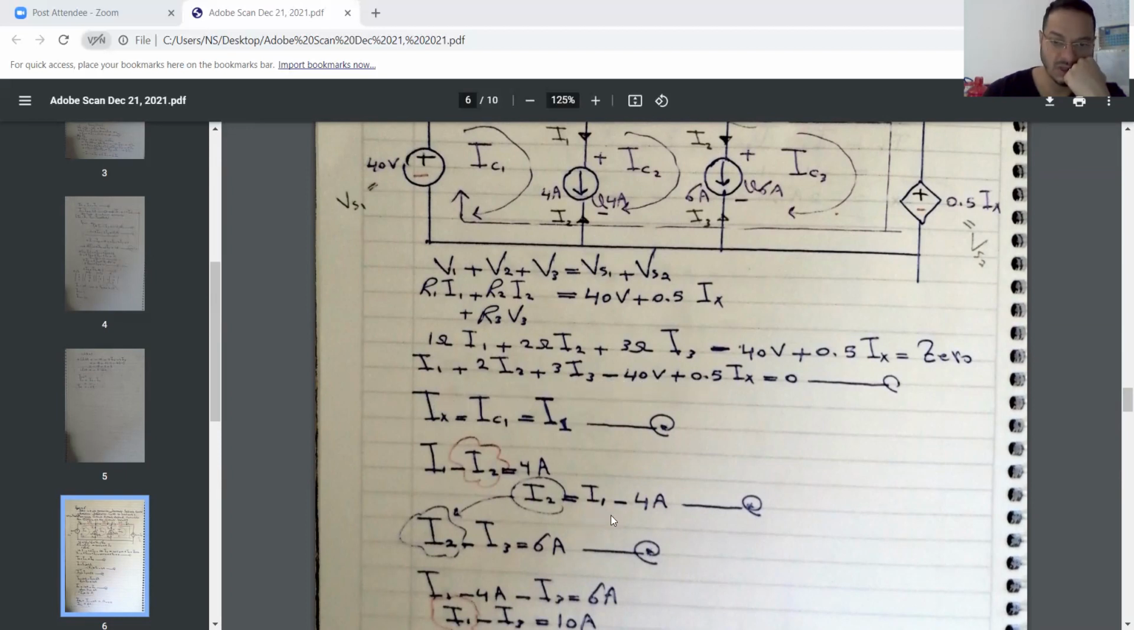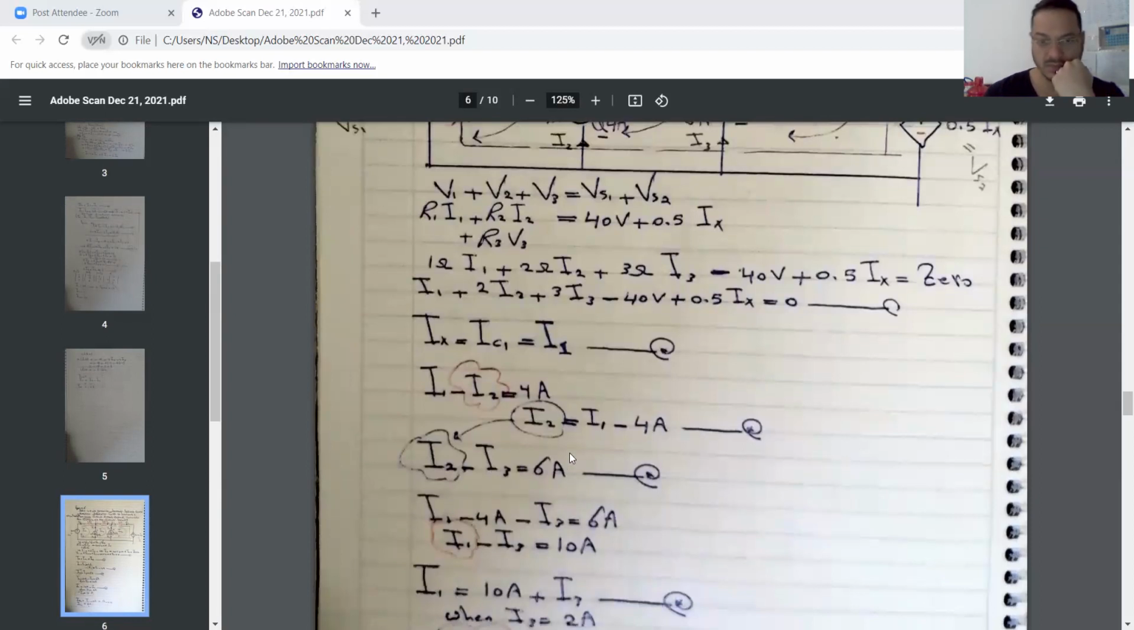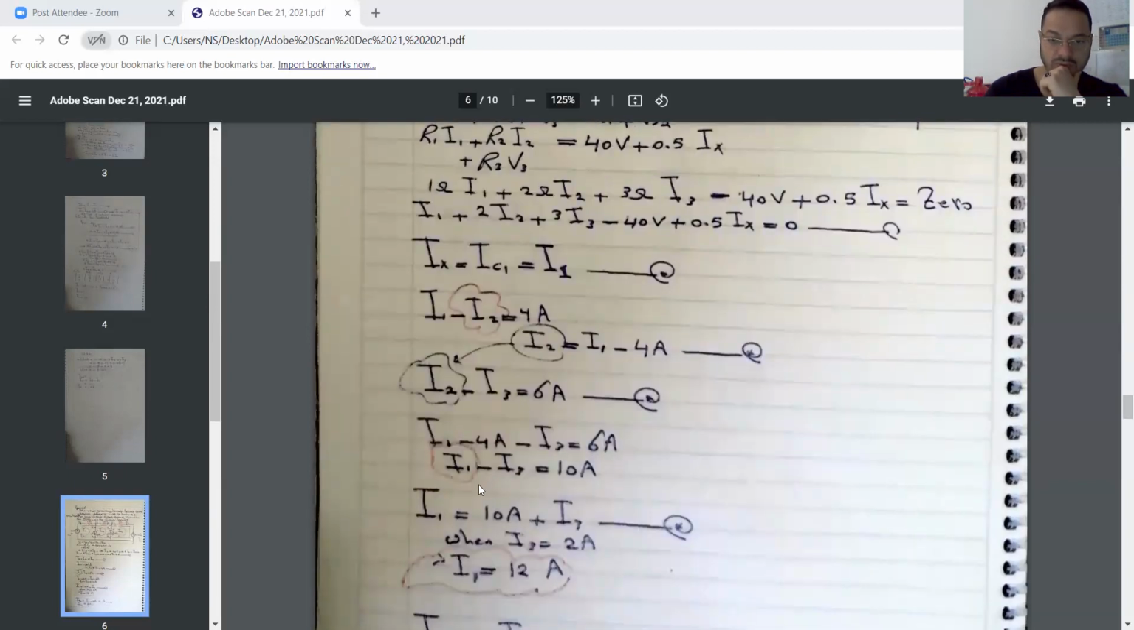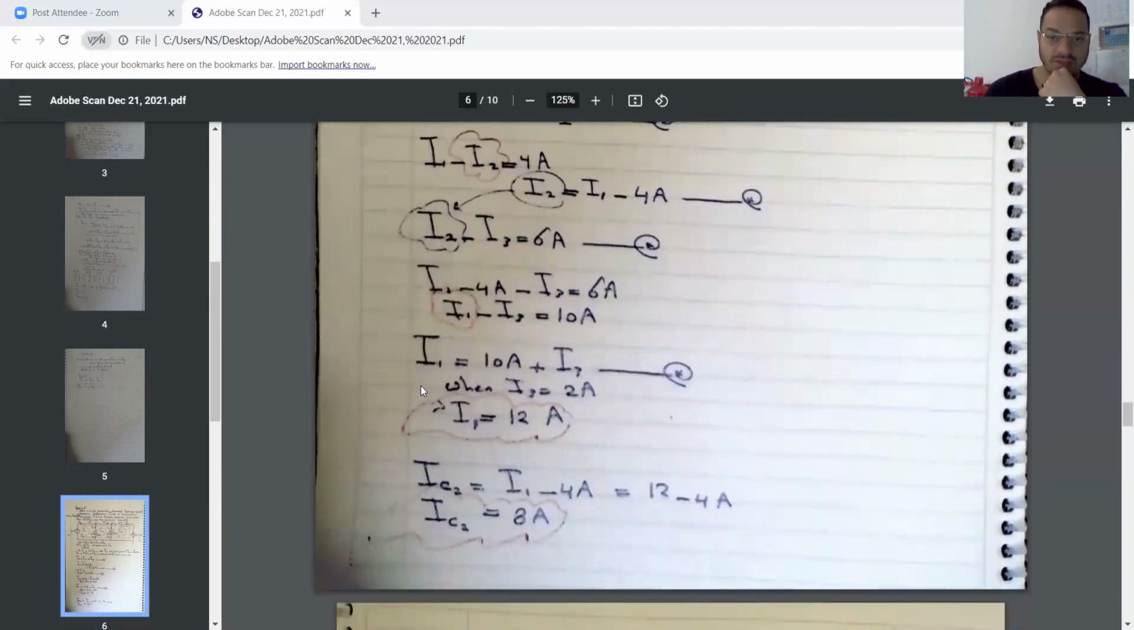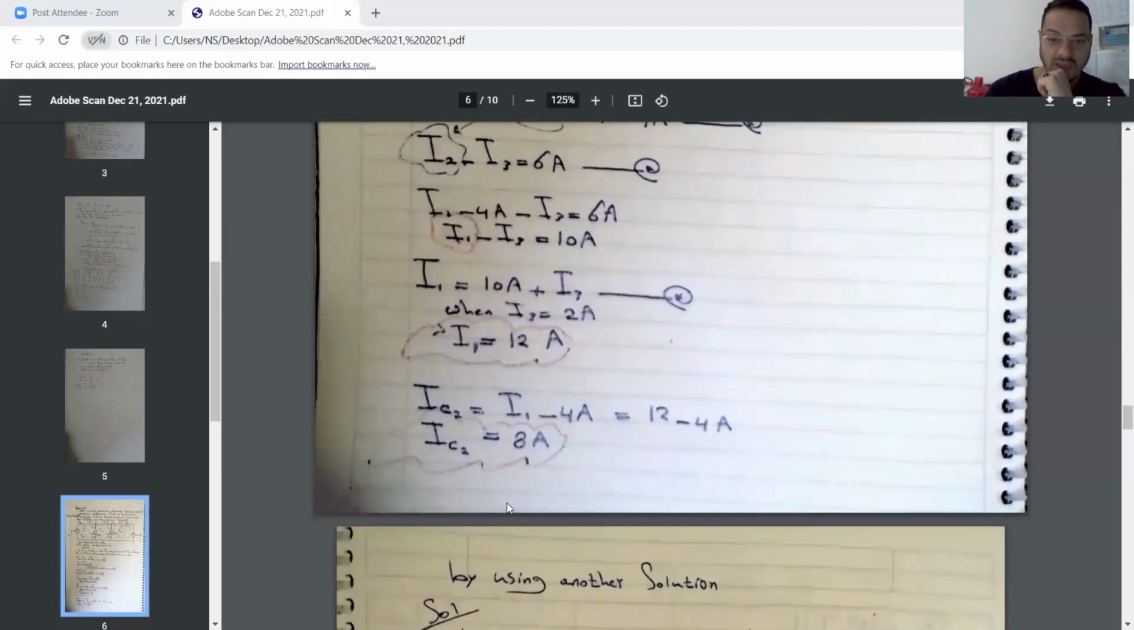I1 minus I2 equals 4 ampere, so I2 equals I1 minus 4A. And I2 minus I3 equals 6 ampere. We can say I1 minus 4 minus I3 equals 6 ampere, and calculating all of them, I1 minus I3 equals 10 ampere. That means I1 equals 10 ampere plus I3. When I3 is 2 ampere, the author gives it to us, that means I1 equals 12 ampere, and I2 equals I1 minus 4 ampere, which will be 8 ampere.